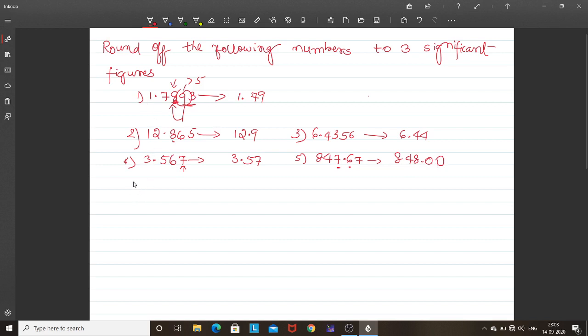Now look into the sixth question. It is 5.8254. You have exactly 5 here, so add 1 to the 8, 5.83. This is your answer.